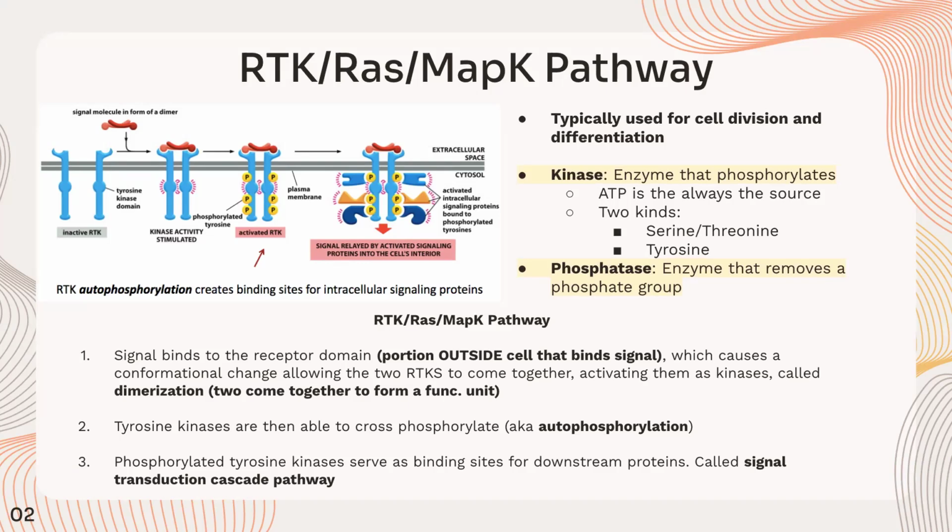They cross-phosphorylate, and then the phosphorylated tyrosine kinases serve as binding sites for the downstream proteins. And this is what we call the signal transduction cascade pathway. It's like just a domino effect, basically.